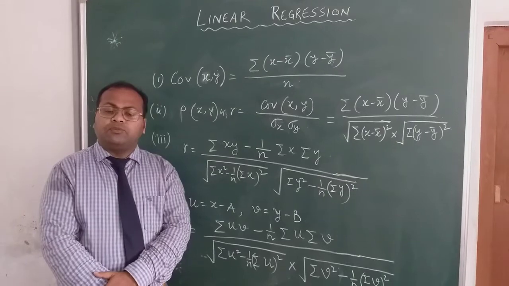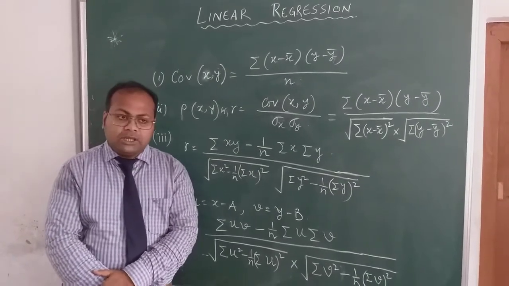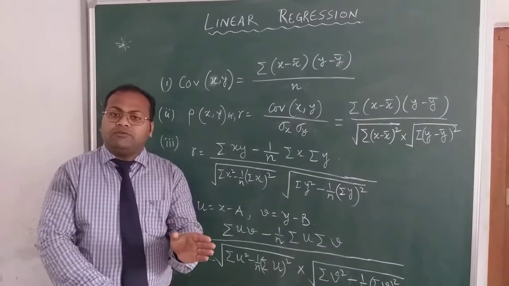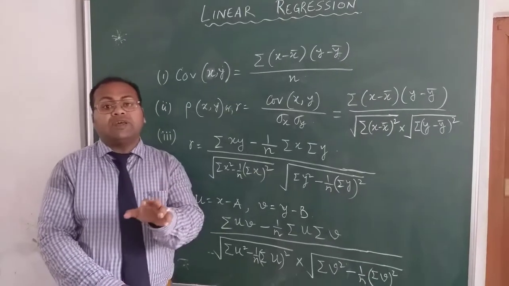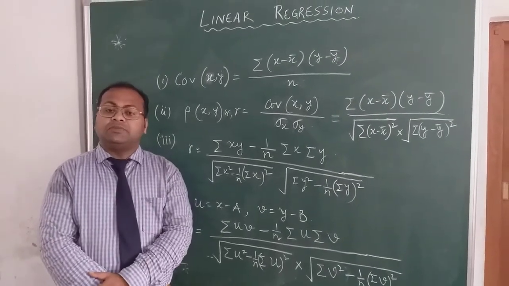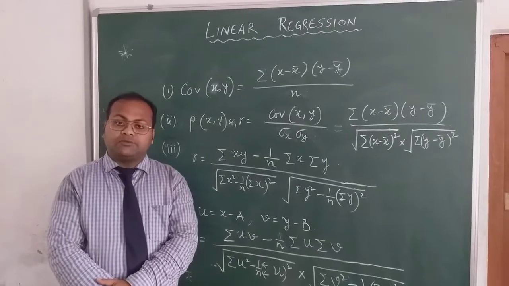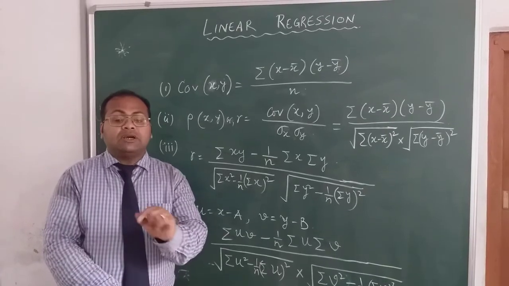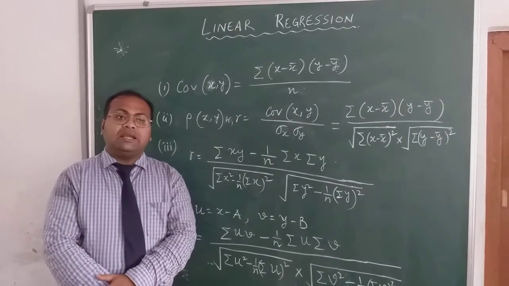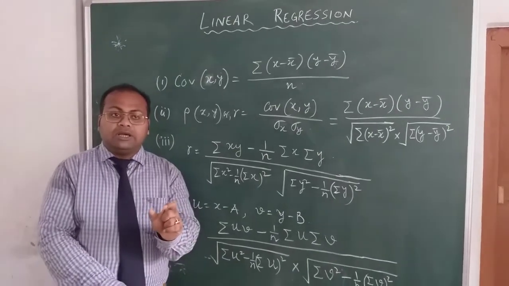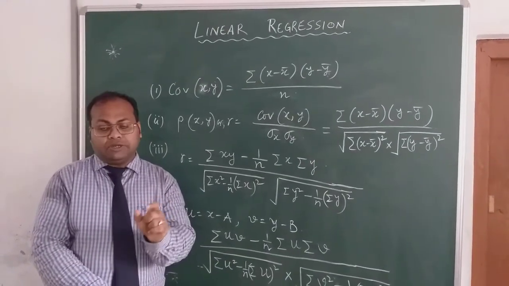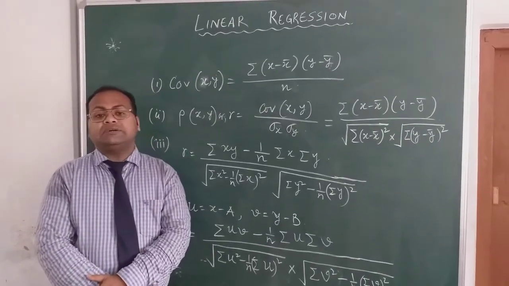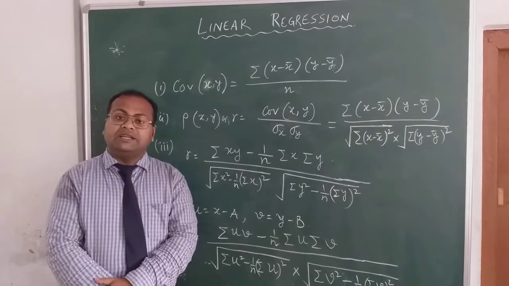Now, what is the meaning of positively correlated and negatively correlated? Positively correlated means, suppose two variables are varying. When both the variables are increasing or both the variables are decreasing, in that case we can say that both the variables are positively correlated. At that time, the correlation coefficient will be positive. Okay? And in case of negatively correlated, one variable will increase and the other variable will decrease. Okay? So in that case, the variables are called negatively correlated.